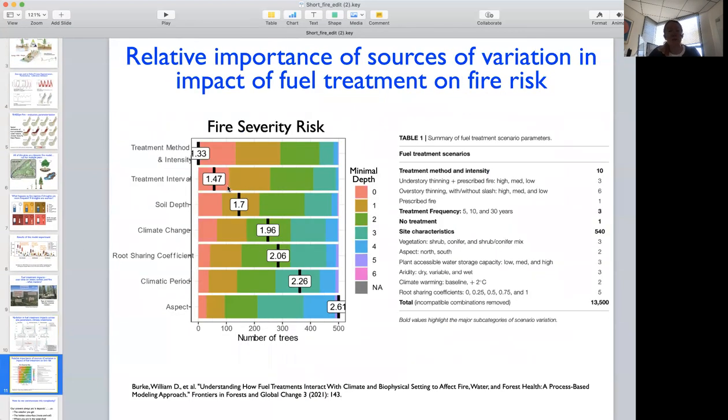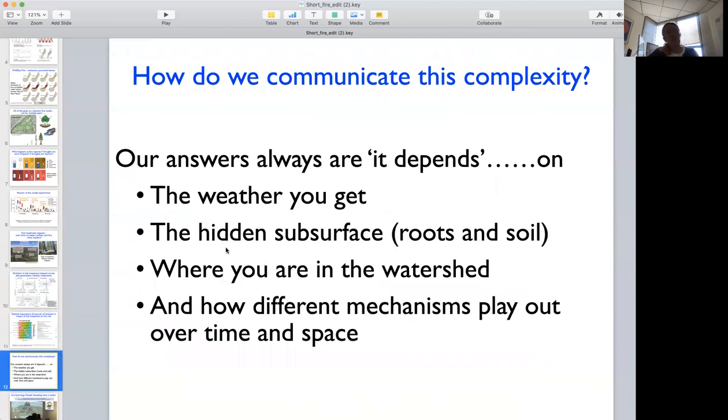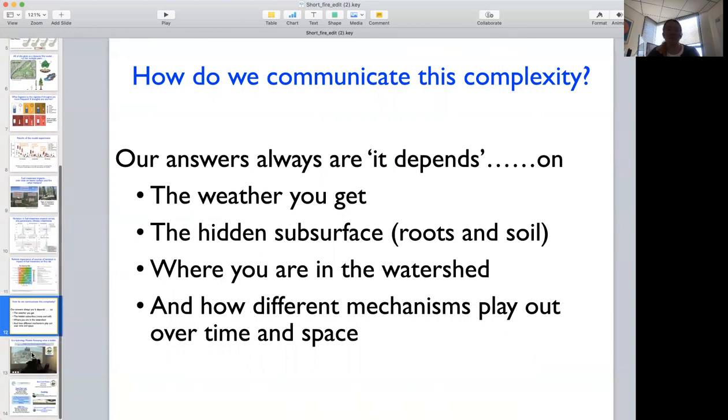Our model can also be used to say what are the most important factors that determine the effectiveness of fuel treatments for reducing fire severity risk. Is it the type of treatment method? Is it something about the particular place, like its soil depth, or is it something about the climate? What the results of our models often tell us is that things are complicated. What happens depends on the weather you get, and things about the particular location, like the subsurface, that are hard to see. So we often struggle with how we communicate this complexity to the public.